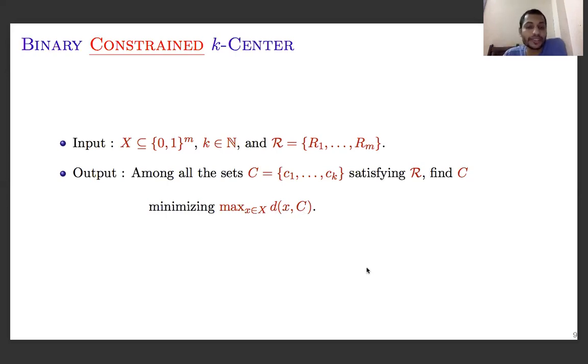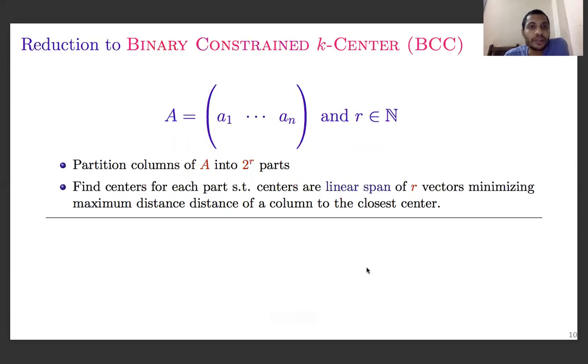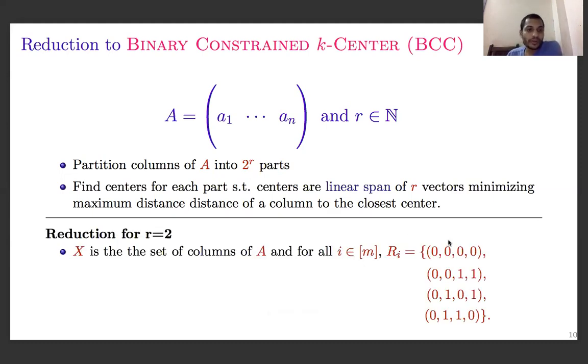That should be minimized. And how do we reduce our problem to binary constraint k-center? So the input is A and R. What we want is to partition A into 2 to the R parts, and we want to find the centers for each of these parts. And the rank of these 2 to the R centers should be at most R. And we want to minimize the maximum distance of a column of A to the closest center.